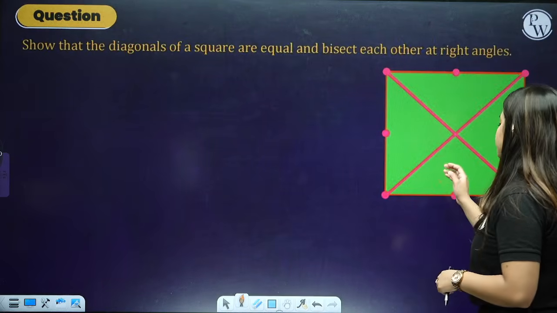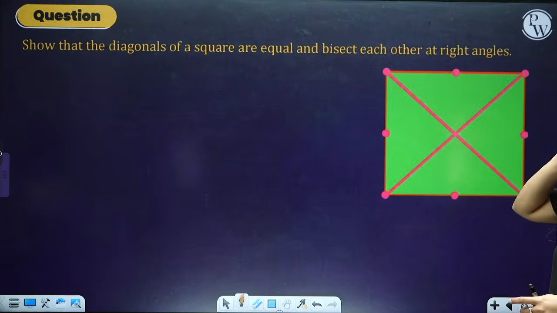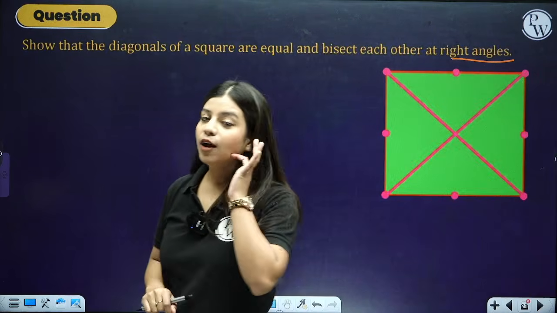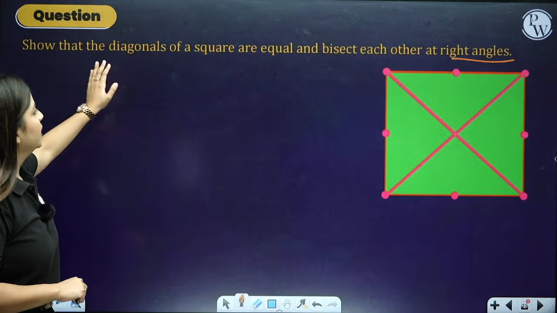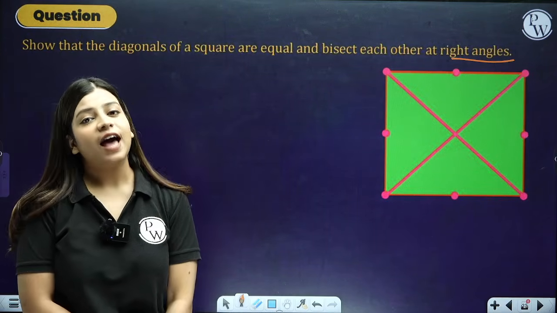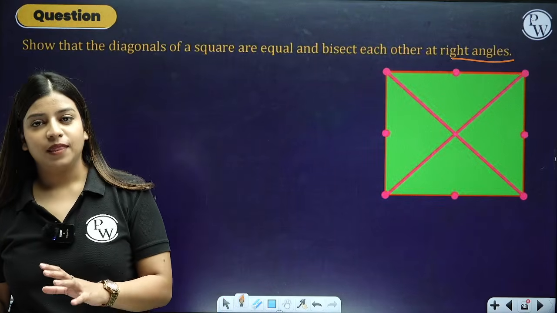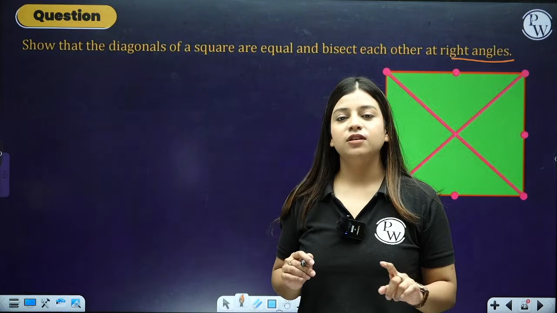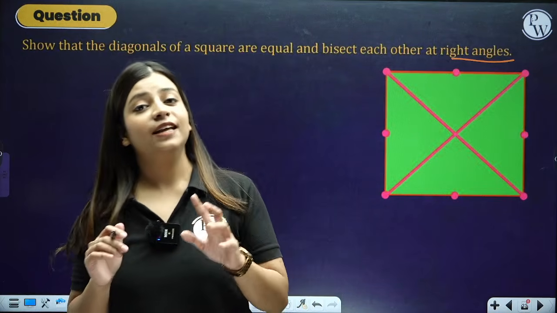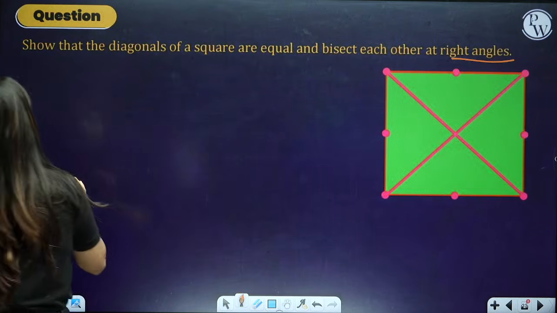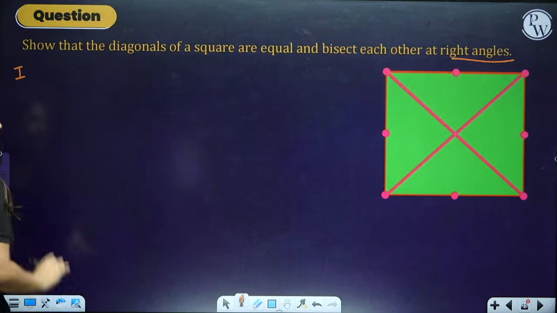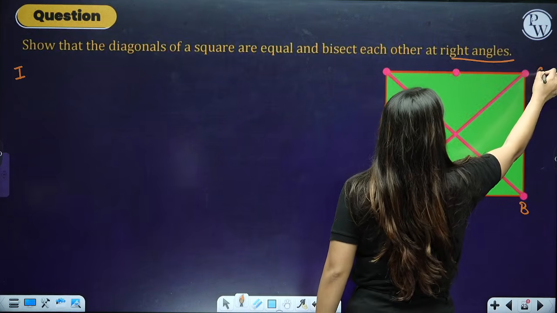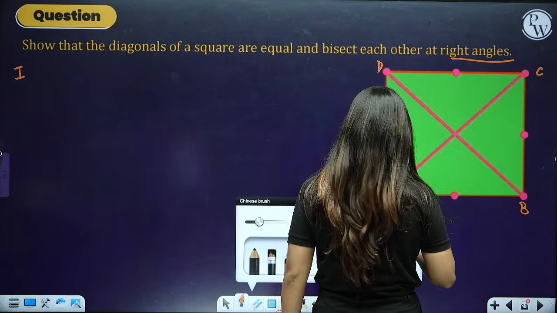The next question says, show that the diagonals of a square are equal, bisect each other and at right angles. Now, what does the question ask you to show? The very first thing, the diagonals of a square are equal. The second thing that the question expects you to prove is the diagonals bisect each other, and then the third thing, the diagonals bisect each other at 90 degrees. So, let's start with the very first, proving that the diagonals are equal. First of all, let's name our square as A, B, C and D and let's name the center as O.